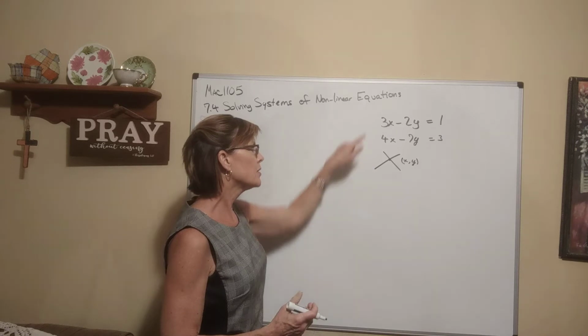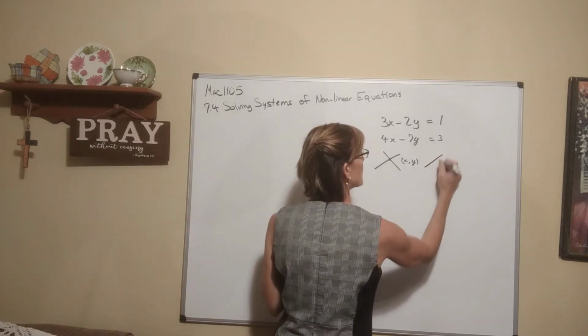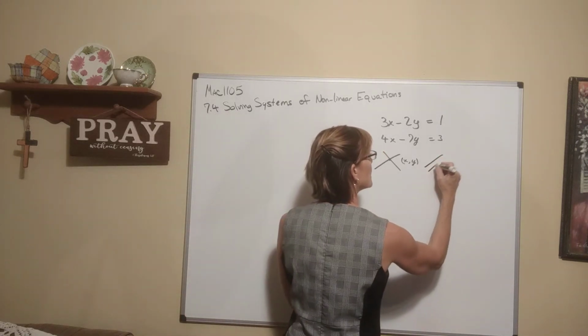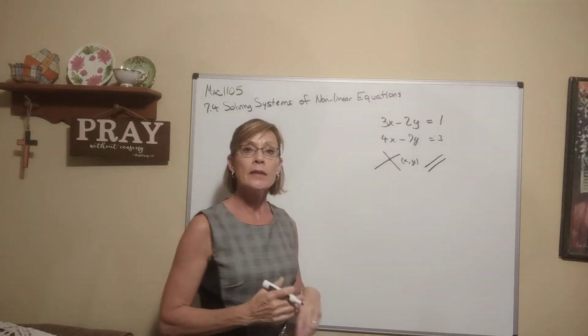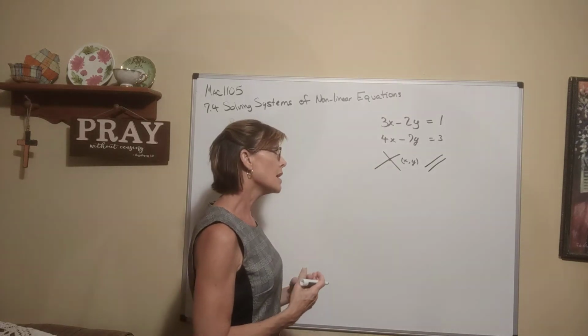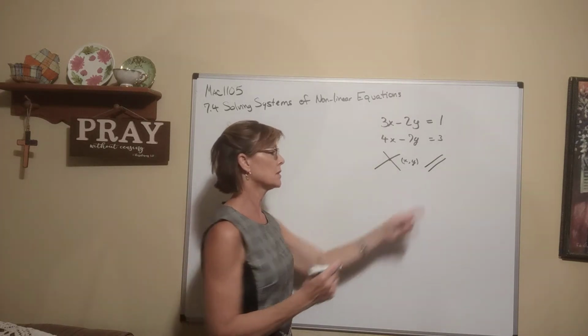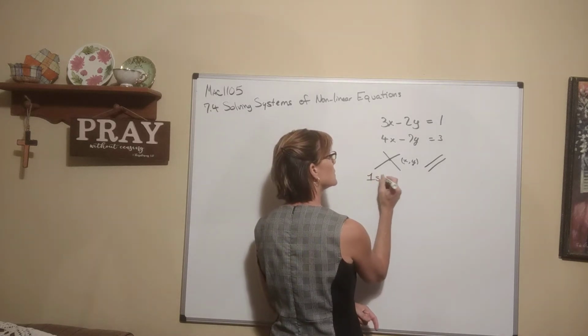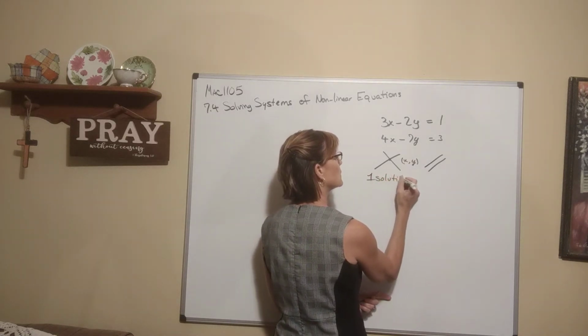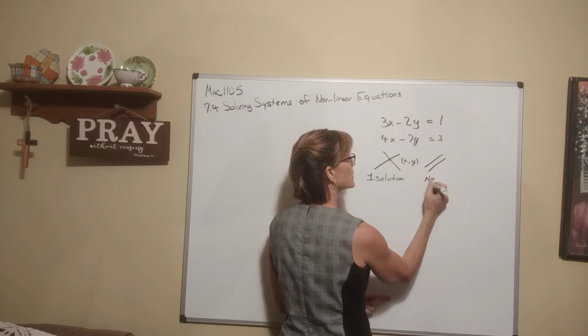Another thing that could happen is you could graph this line, and then you could graph this line, and they would be parallel, and they would never intersect, and so there would be no solution in this case. So this one had one solution. This one has no solution.